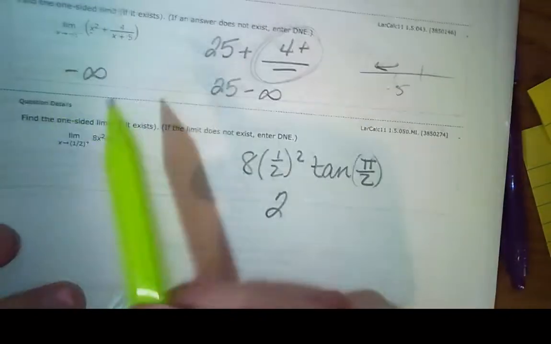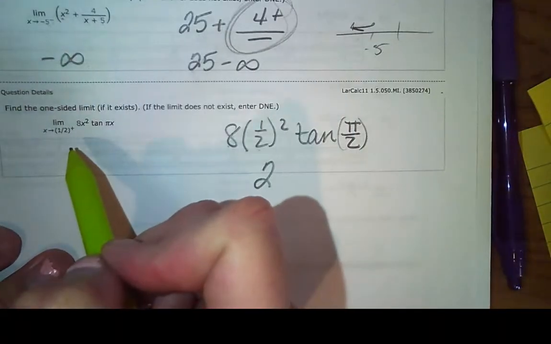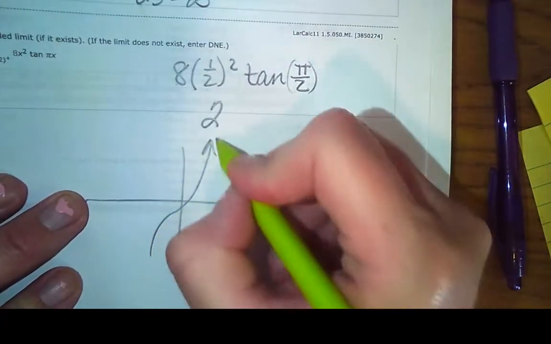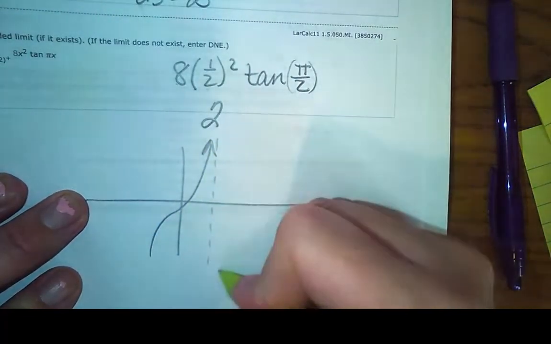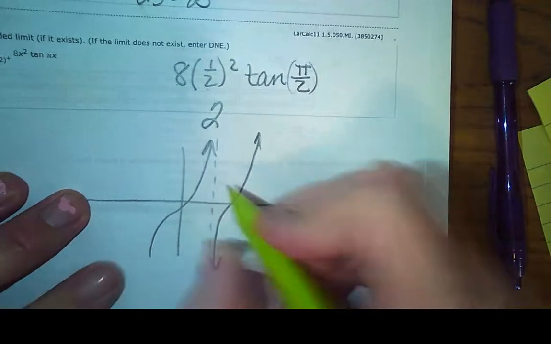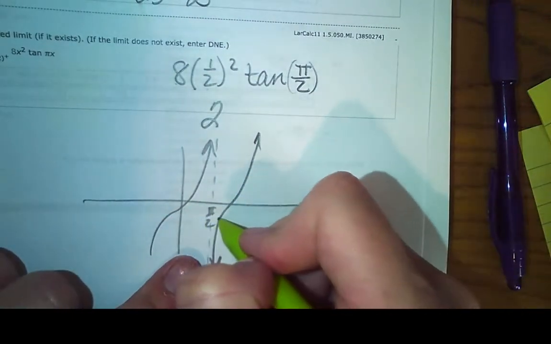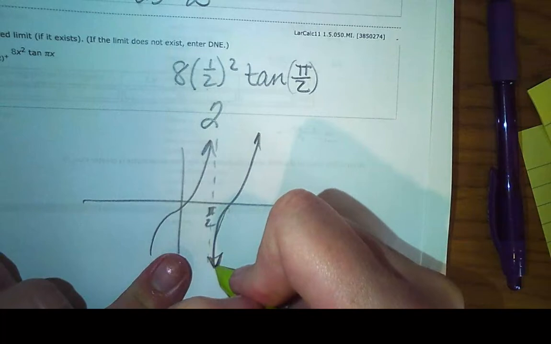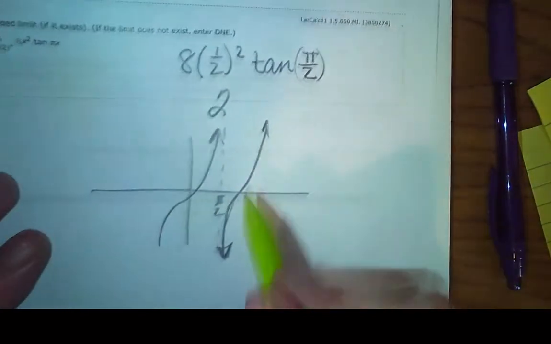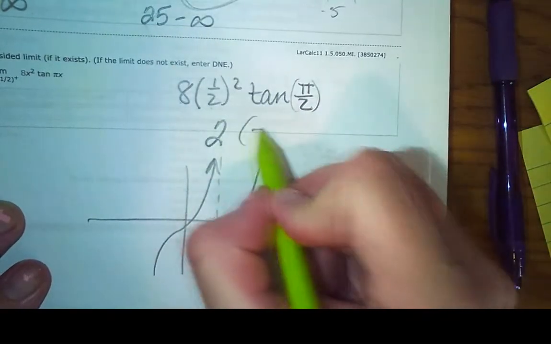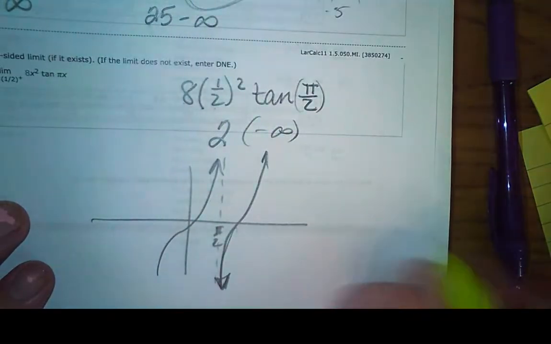It's going to be coming from the positive side, which means if you look at the graph, which is what I'm trying to draw for you, it looks like this. As I come at it, if this is pi over 2, and I come at it from the positive side, this is going to negative infinity. That's what I'm trying to show you on the graphing calculator. So 2 times negative infinity is going to be negative infinity. So it's going to negative infinity.